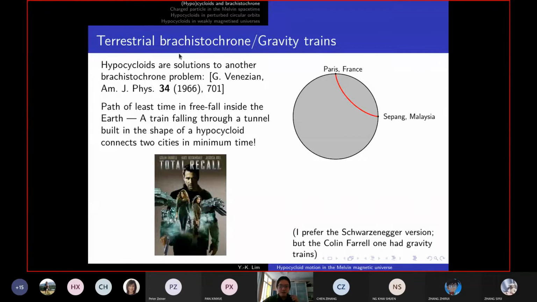So the terrestrial brachistochrone problem asks: what is the shape of the tunnel that you can dig so that I can arrive from point A to point B in the shortest time? The answer is the hypocycloid. A hypocycloid will be fastest. If you dig a tunnel of any different shape, it will take a longer time. The reason why I put this movie poster here is that this is one movie that involves the gravity train in the story, the remake of Total Recall. The original Total Recall has no gravity trains.